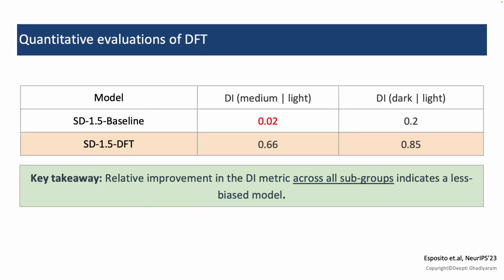So using this particular metric, we compared the baseline method with the DFT, the diversity fine-tuned method that I introduced a couple of slides ago. And we found that we were able to sort of shift this understanding of the model and be able to generate more images of different skin tones. I only show skin tones as an example here, but in the paper we've studied and reported results around gender and age and other aspects as well.